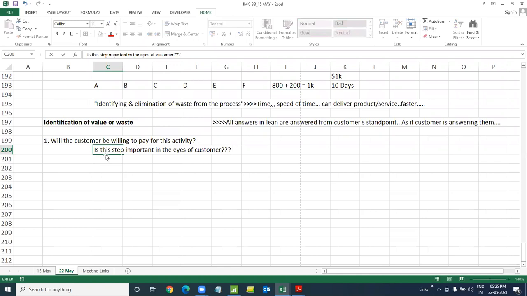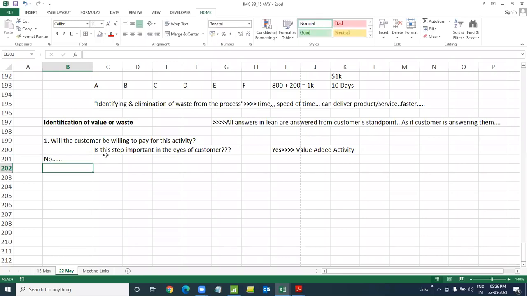This is what we're trying to find out. If it's important, the customer would definitely pay for it. If it is not important, the customer will say, no, why do I pay for this? Bottom line, that's what we try to find out. If the customer was made aware of what we're doing in step A, will the customer be willing to pay for this? If it's important to the customer, yes. If the answer comes as yes, then it's a value added activity. It's an important activity. You must do this because the customer wants you to do this. If the answer comes as no, why should I pay for this?